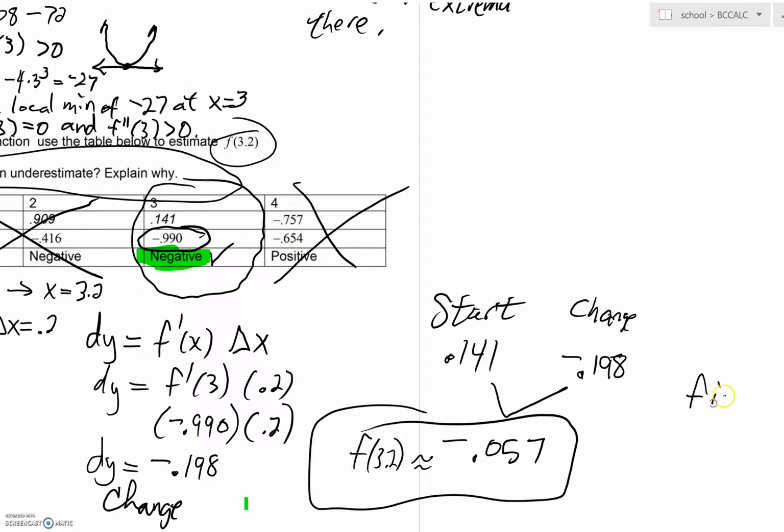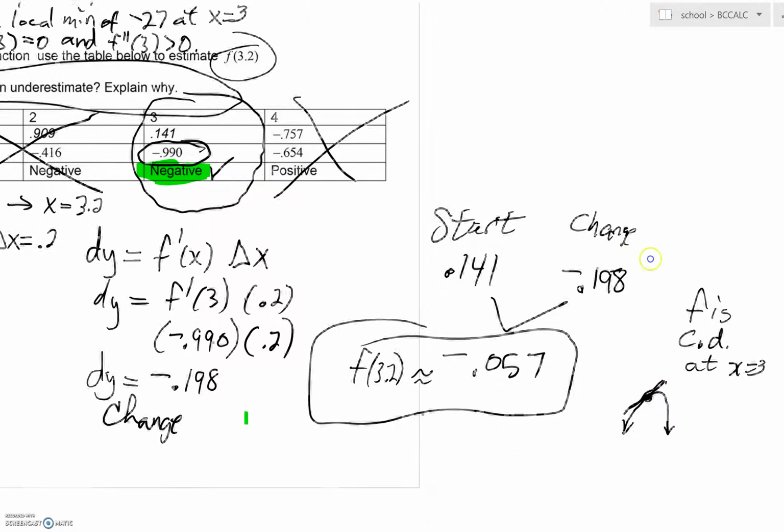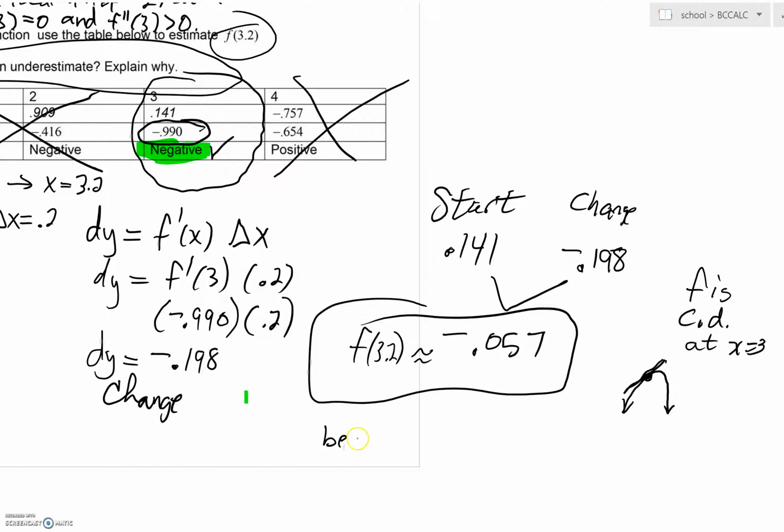So f is concave down at x equals 3. It's like a frown. And guys, I hope you can see anywhere where you build a tangent line, that tangent line will touch your concave down curve like a frown at one point. Everywhere else, the line is above, it's higher. So what you do is you could say because f double prime of 3 is negative, our estimate is an overestimate.